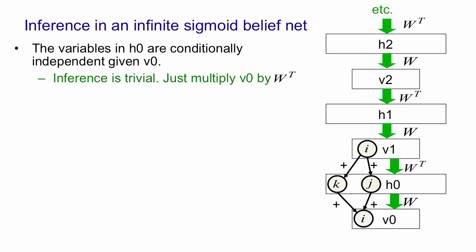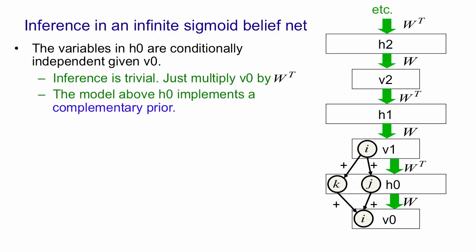We just multiply V0 by the transpose of W and put whatever we get through the logistic sigmoid and then sample. And that gives us binary states for the units in H0. But the question is, how could they possibly be independent, given explaining away? The answer to that question is that the model above H0 implements what I call a complementary prior. It implements a prior distribution over H0 that exactly cancels out the correlations in explaining away. So for the example shown, the prior will implement positive correlations between k and j. Explaining away will cause negative correlations, and those will exactly cancel.